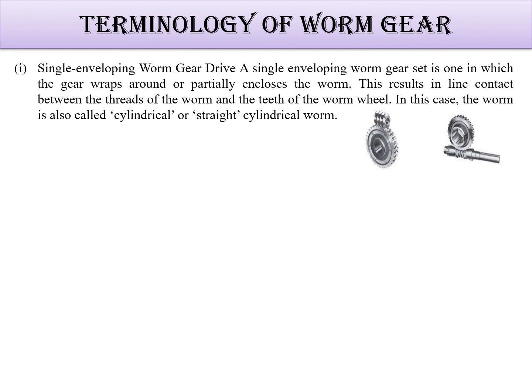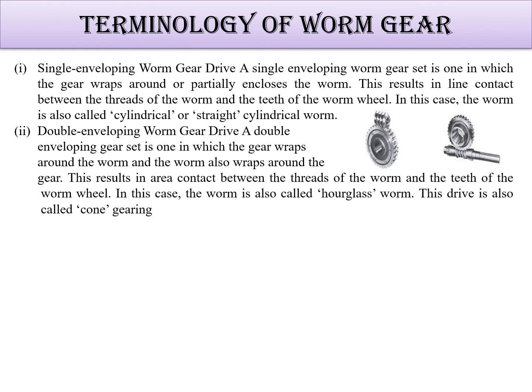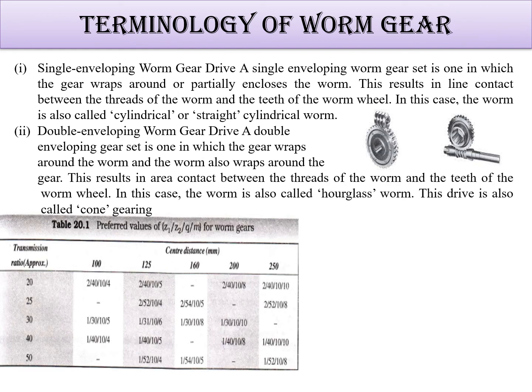One important thing I want to tell you is single enveloping and double enveloping. Single enveloping looks like the type we have seen, and it is widely used. Double enveloping has a herringbone type of gear, with spiral teeth on the wheel also. Whenever you get this type of structure, it is a double enveloping worm gear drive. Sometimes it is called an hourglass worm, or cone gearing.